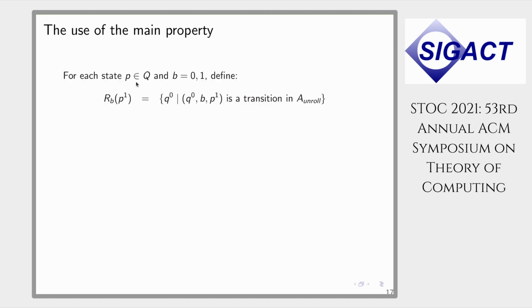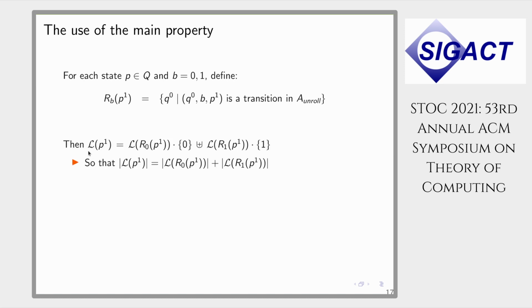Because of the following. Once we are given a state P in Q and B equal to 0 or 1, you can define this set. This set is just the set of states from the initial state Q0, such that you can reach P1 from Q0 by using the label B, right, 0 or 1. And what is important here is that if you think about the language L of P1, this is going to be equal to, well, you take the language L of this set R sub 0 of P1, and when you are constructing this set of strings, you have to join it with 0, right? And the same thing here, you can construct this set L of R sub 1 of P1, and you do the concatenation with 1, right? Because this is what you are using here, 1. And the key issue here is that these two sets are disjoint.